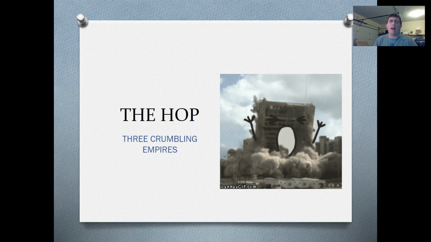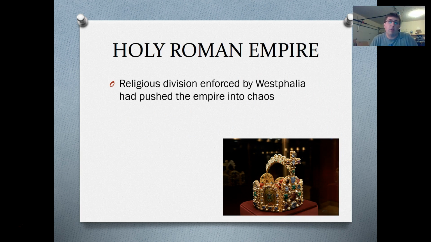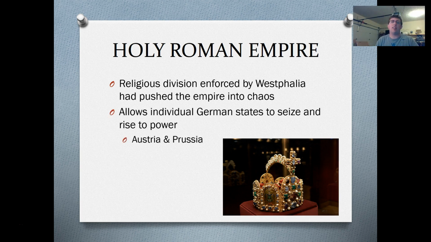3 crumbling empires, starting with the Holy Roman Empire. This is review as well. Religious division enforced by the Treaty of Westphalia pushes the empire into chaos and pushes these German states to have many more individual powers.